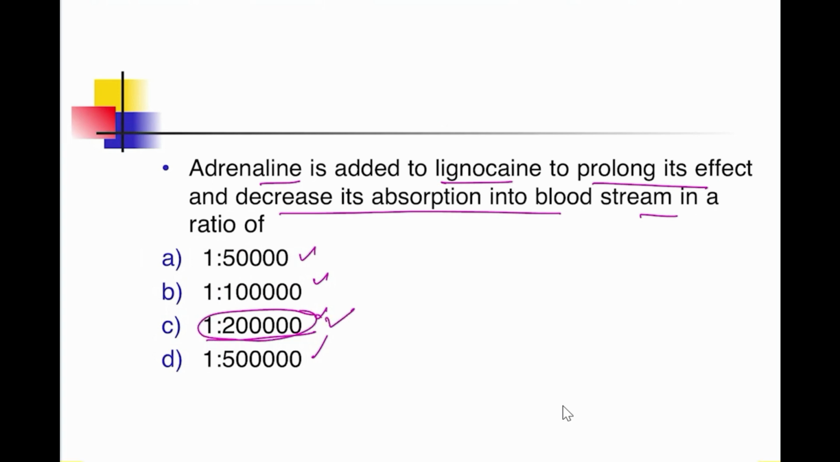So this finishes my topic. Hope you understand the mechanism of action of local anesthetic.